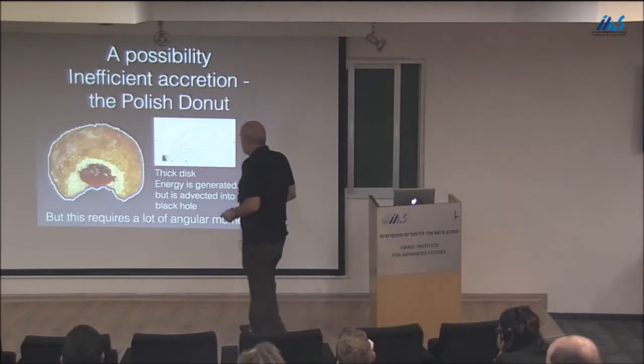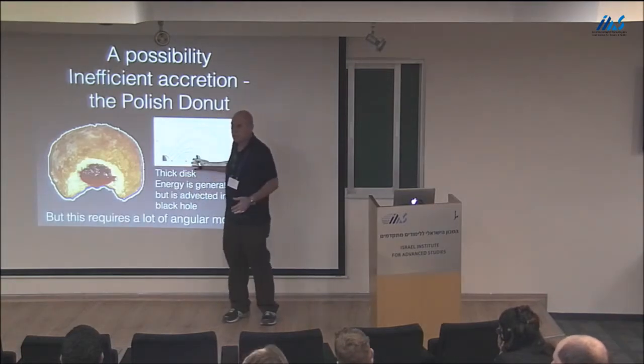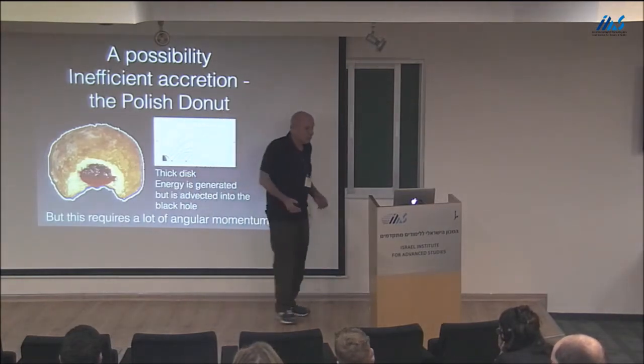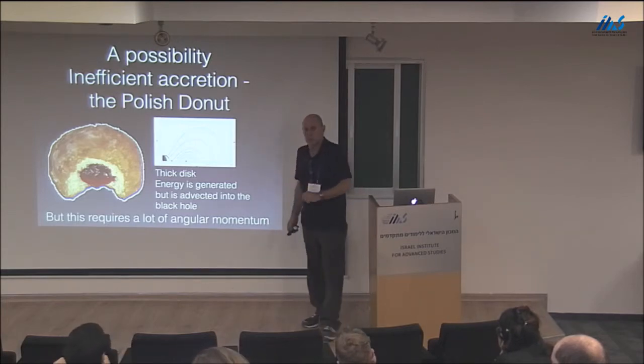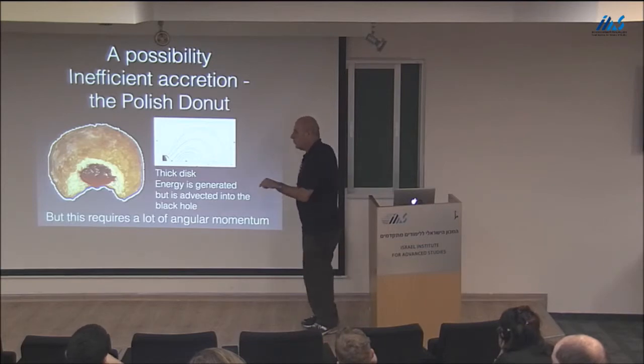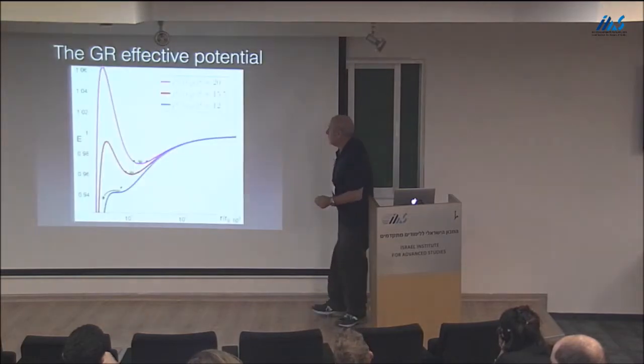The problem with this model is that it requires a lot of angular momentum to support itself. To have such a structure, you need a lot of angular momentum. And in the system, we don't have a lot of angular momentum because the typical angular momentum is small, of order the angular momentum at the tidal radius, which is small. So it's not clear that you can build such a structure.